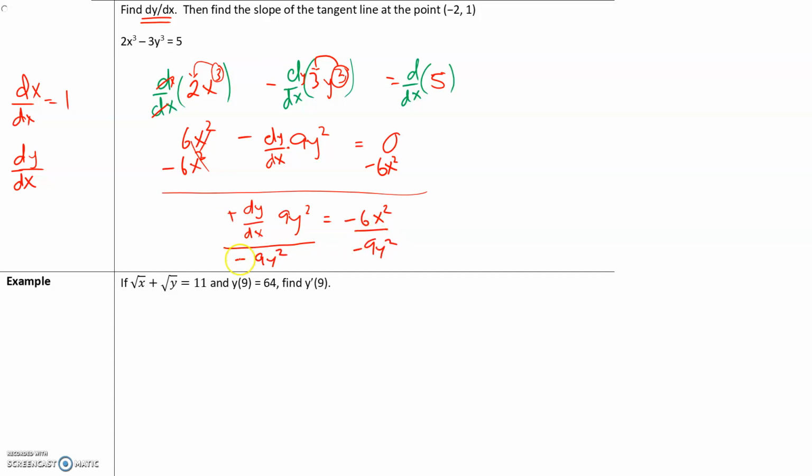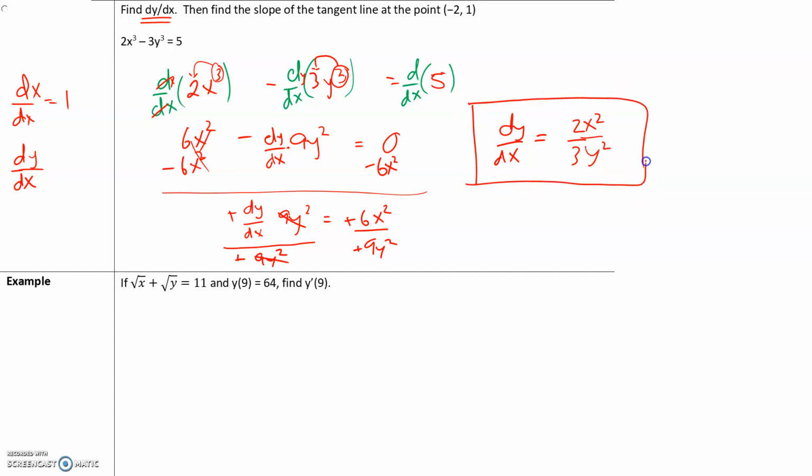So the negative divided by negative is positive 1, and 9y squared divided by 9y squared is 1. So we get dy/dx equals, negative divided by negative is positive, 6 and 9 reduce to 2/3, and then we have x squared in the numerator and y squared in the denominator. So that is the derivative of the implicit function of y with respect to x.